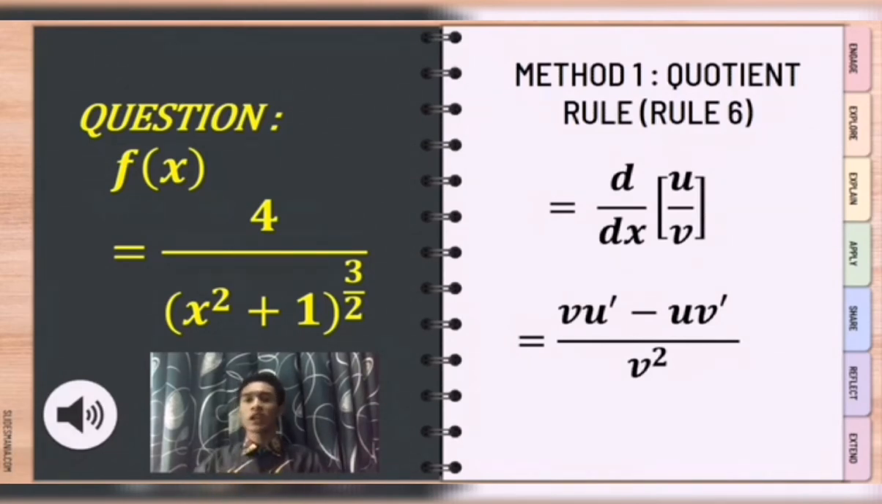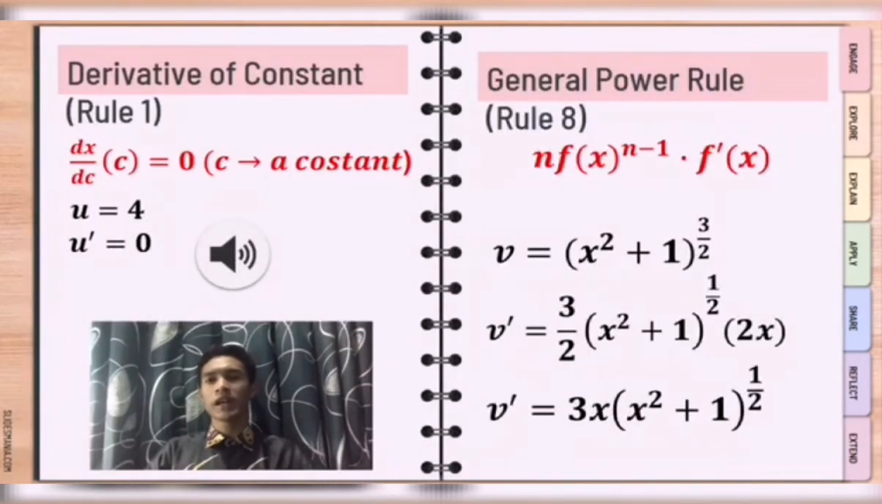For this question, we can use two methods to get the solution. We can use the quotient rule method and the product rule method. Quotient rule method. First of all, we need to know the formula of the quotient rule. The formula is (v u prime minus u v prime) over v squared. Then we derive u prime and v prime.